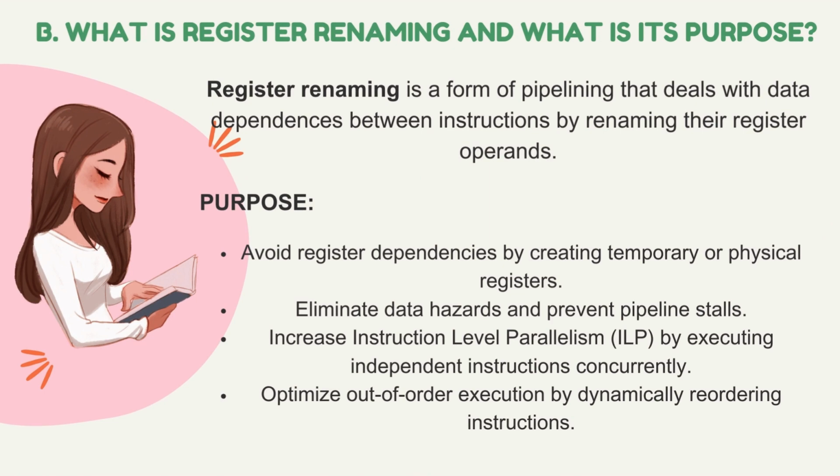The last question is, what is register renaming and what is its purpose? Answer. Register renaming is a form of pipelining that deals with data dependencies between instructions by renaming their register operands. The purpose of this is to avoid register conflicts by creating temporary registers and eliminate data hazards.